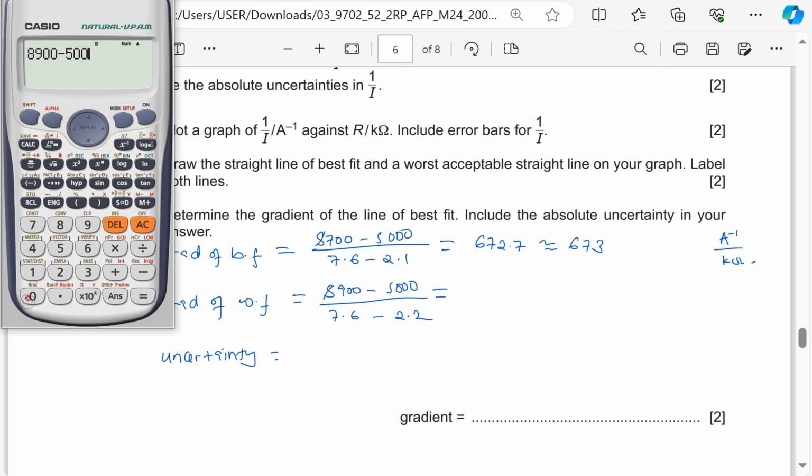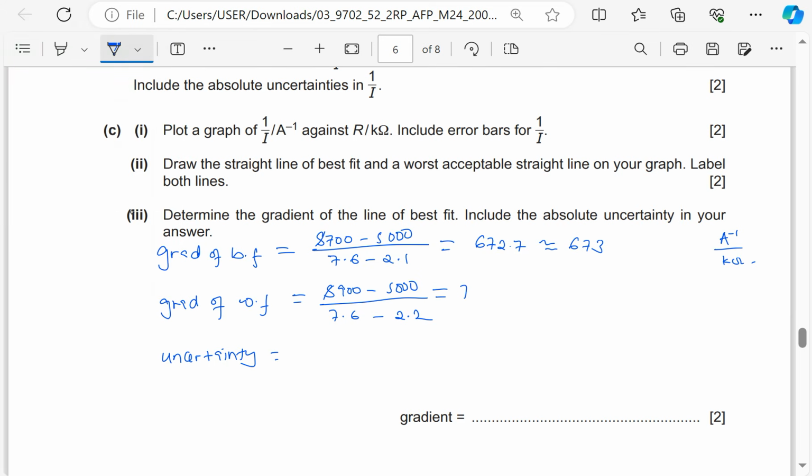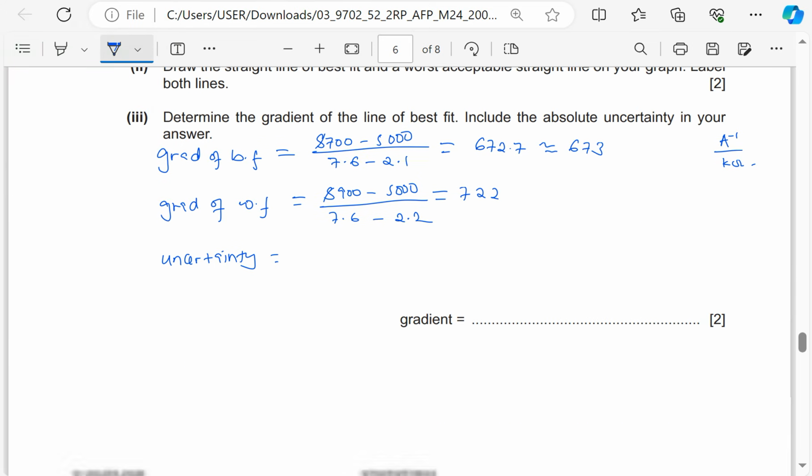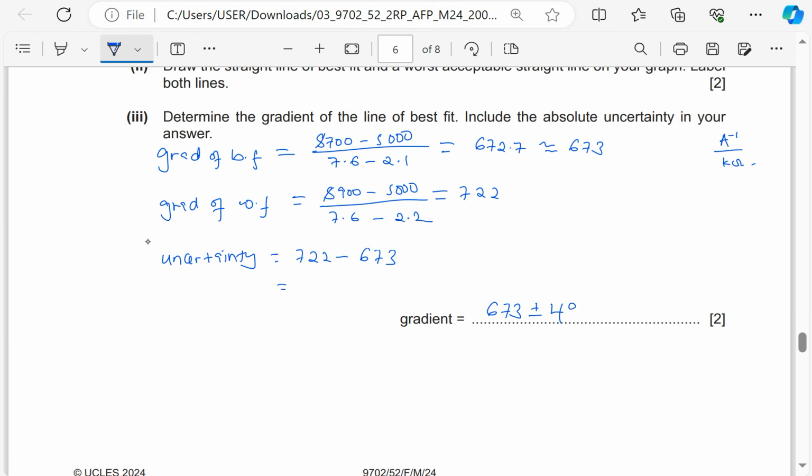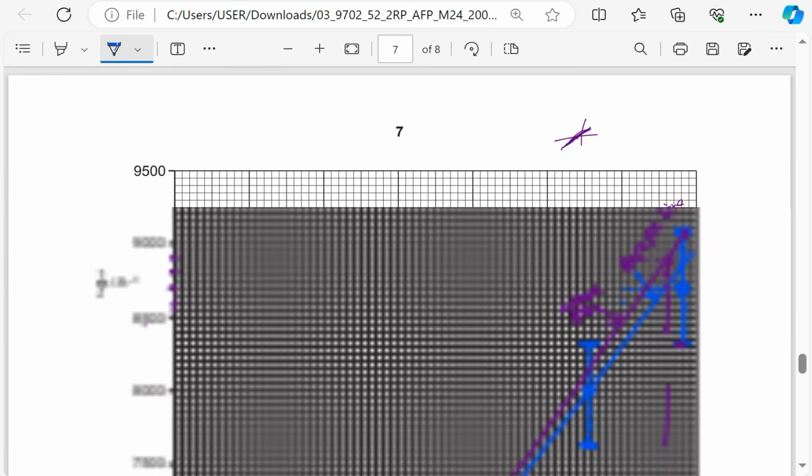Then here, 8,900 minus 5,000 divided by 7.6 minus 2.2. We expect this to be steeper, so this is 722. So the gradient here is going to be 673 plus or minus the uncertainty, which we shall subtract: 722 minus 673. So this is approximately 49.